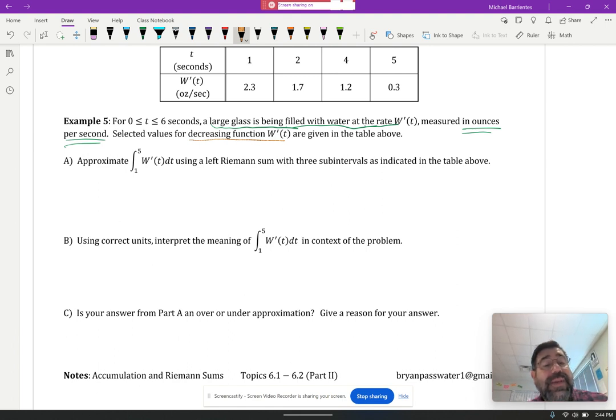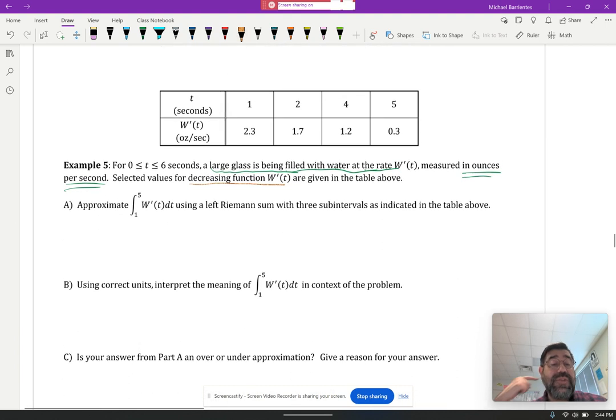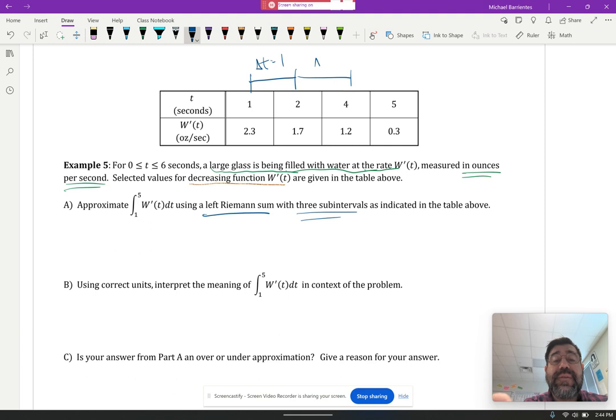Can you approximate the integral from 1 to 5 of w prime of t using a left Riemann sum? Okay, so we're going to use a left Riemann sum with 3 subintervals as indicated in the table above. So can we make 3 little sections from 1 to 5? Sure, from here to here, my delta t is 1. From here to here, my delta t is 2. From here to here, my delta t is 1. But I can create 3 subintervals.